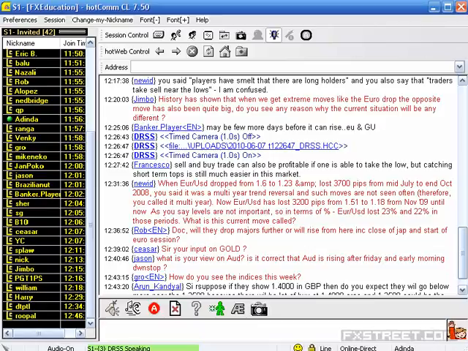Then Francisco: sell and buy trade can also be profitable if one is able to take the low, but catching short-term tops is still much easier in this market. Yes, you can develop the trading ideas depending upon the market moves. I am not telling that you have to do only buy and sell trade on a daily basis. I only recommend that you aim to do swing trades.